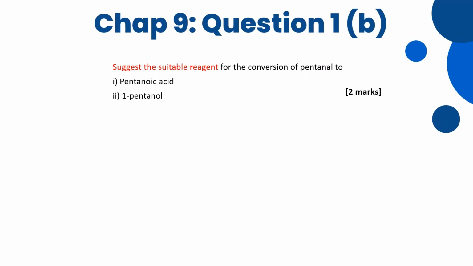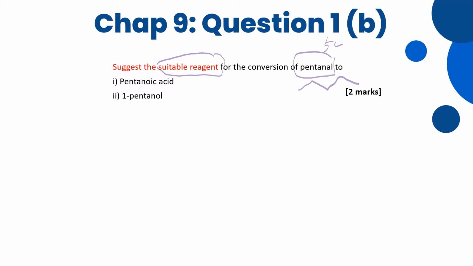Okay, let's look at question 1b. The question asks you to suggest a suitable reagent. Reagent means something to react with pentanol. Pentane stands for 5 carbon. So let's try to draw pentanol. 1, 2, 3, 4. 1, 2, 3, 4, 5.